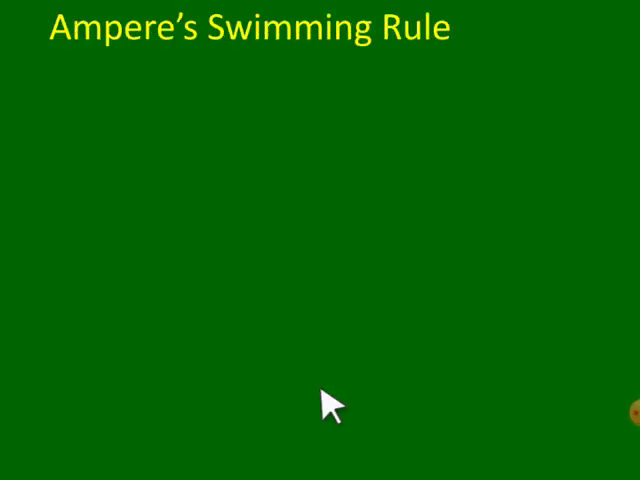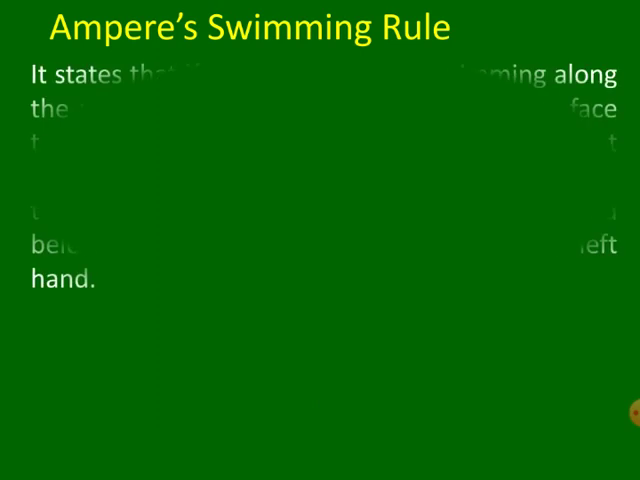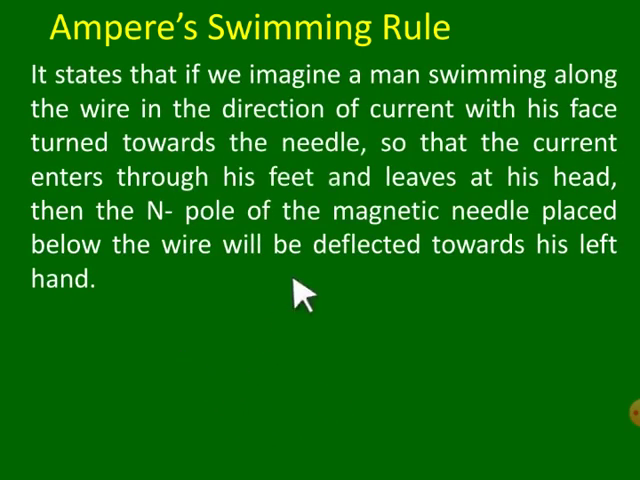Now let's see how to find out the direction of the magnetic field, and it is known as Ampere's swimming rule. It states that if we imagine a man swimming along the wire in the direction of the current with his face turned toward the needle, so that the current enters through his feet and leaves at his head, then the north pole of the magnetic needle placed below the wire will be deflected toward his left hand. So what does it state?